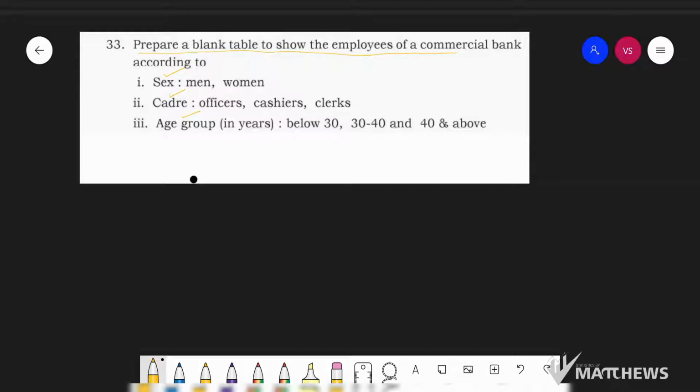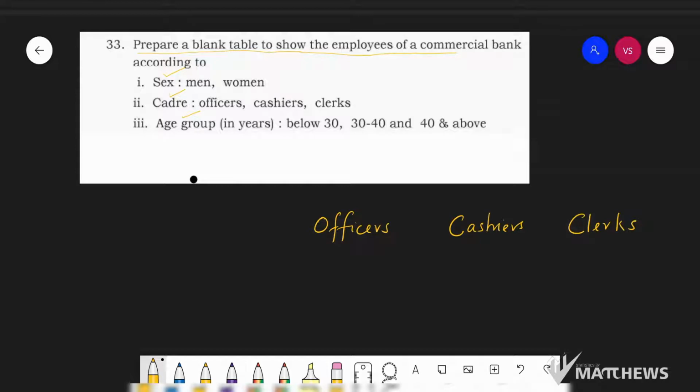So what I'll do is I'll take cadres as the columns, okay? So there are three cadres, that is what we have here as officers, cashiers, is it right? Cashiers and clerks. There are three main portfolios, the cadres in that. So this is what for us, I can say according to the tables, there are three columns here for us.